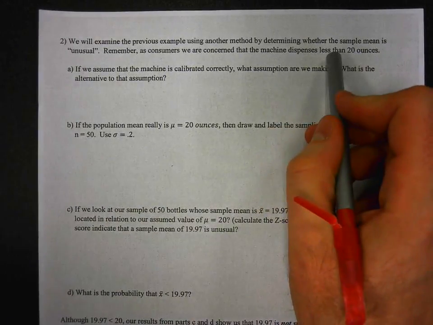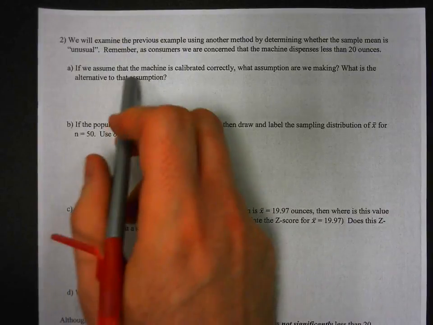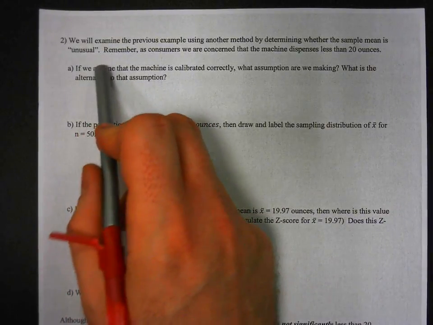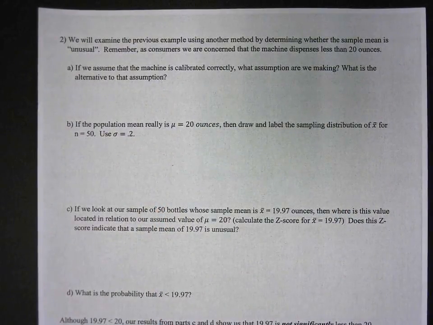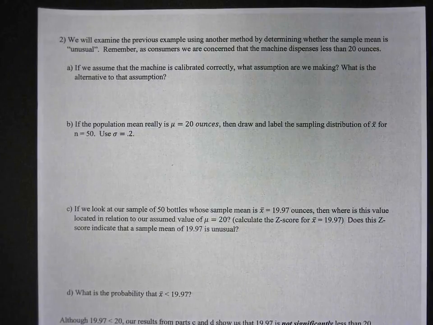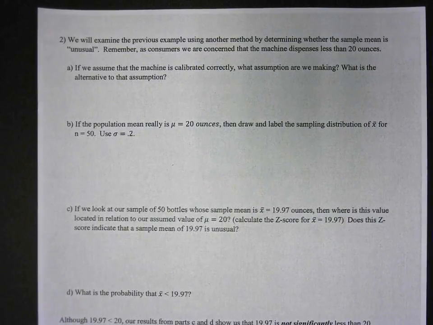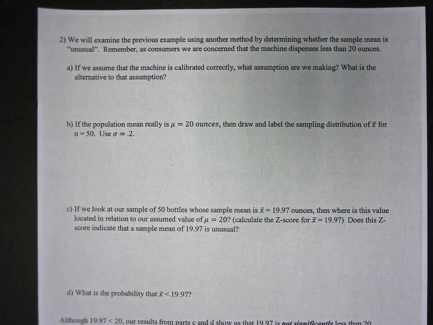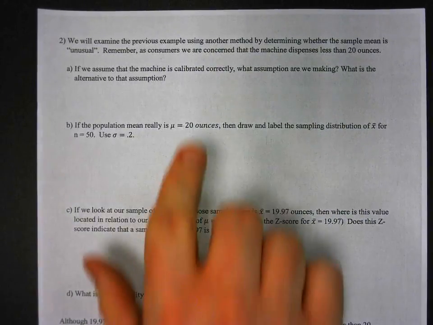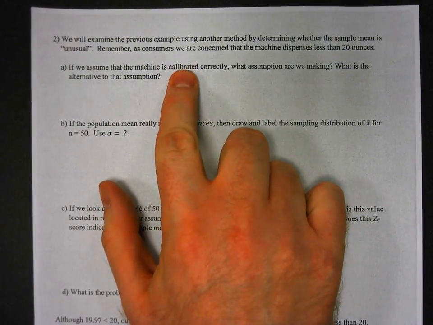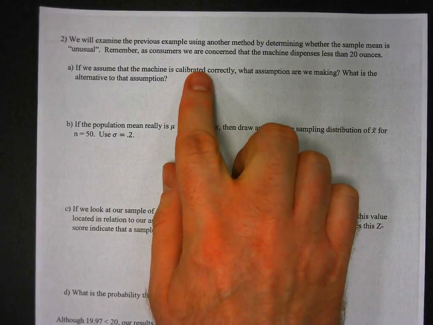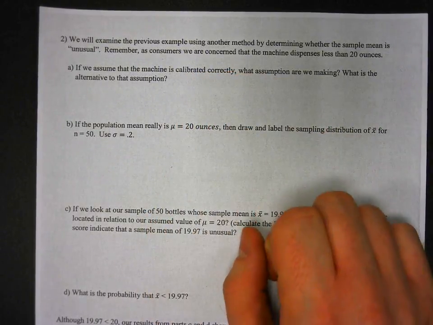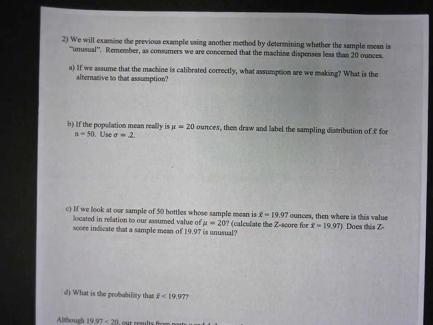If we're concerned that the machine is dispensing less than 20 ounces, we're going to start by saying that we assume the machine is calibrated correctly. So we're saying, all right, company that's pouring the delicious soda into our bottles and making us fat and diabetic. Remember, if we assume that it's calibrated correctly, what assumption are we making about the population mean? If the machine is calibrated correctly, aren't we assuming that it's calibrated to 20 ounces?